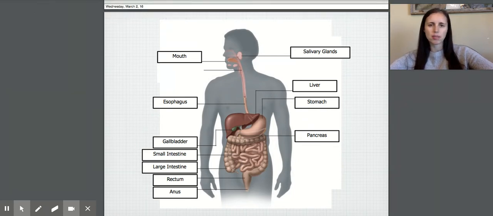So digestion can be complicated. We're going to focus on each area. It's going to be kind of like a ride. That's what I call it, a ride. And we're going to go through each area in order.